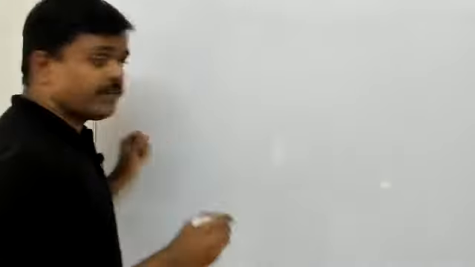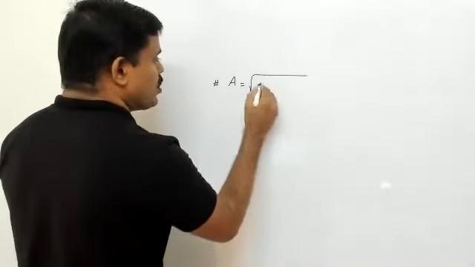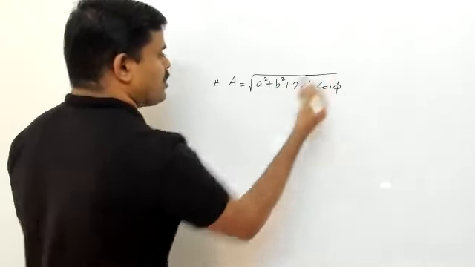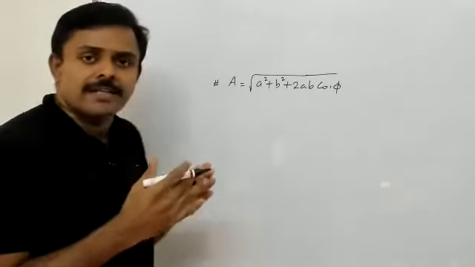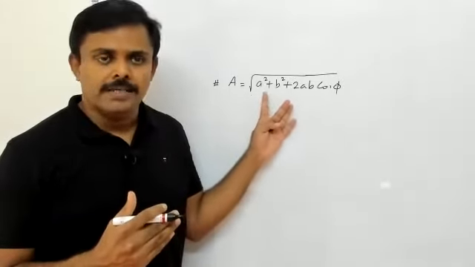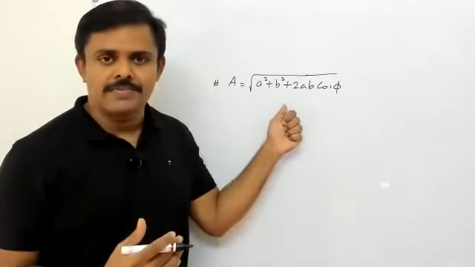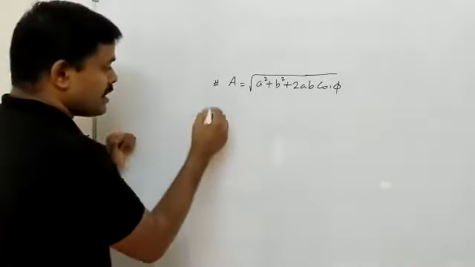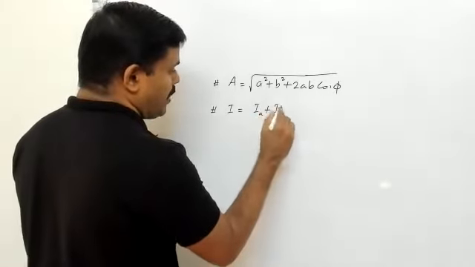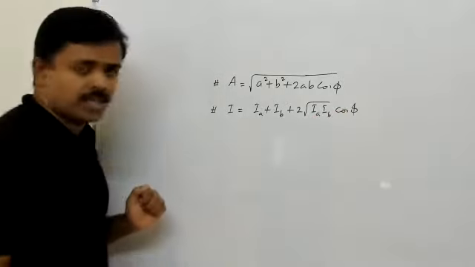All right. So what is the equation for intensity? So far we have seen two equations. The first equation: the resultant amplitude is given by root of a square plus b square plus 2ab cos phi. When two waves join together, the resultant amplitude is given by this, where a is the amplitude of the first wave, b is the amplitude of the second wave, and phi is the phase difference. And the second point is that intensity is given by IA plus IB plus 2 root IA IB into cos phi. That is our second equation.